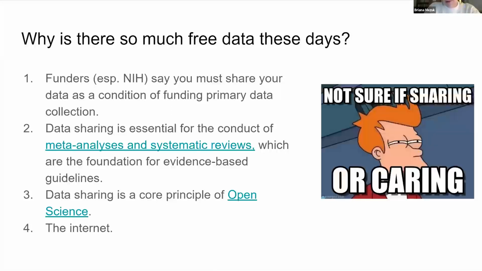This is how we're going to understand what's a real effect and what's a spurious effect or sampling error. The third is that data sharing is a core principle of open science. You've heard me talk about this during MeWe and ad nauseum.